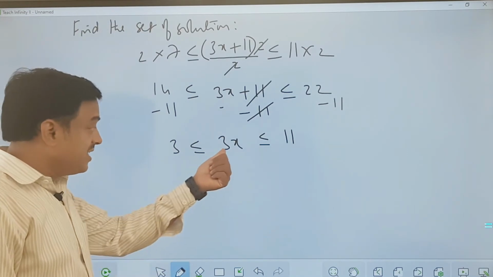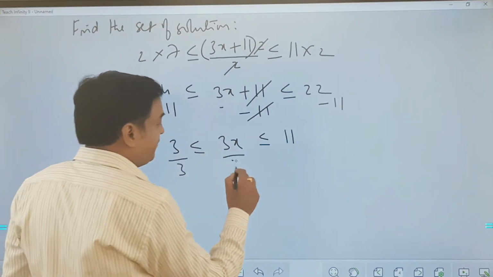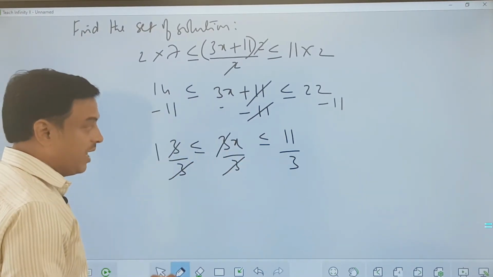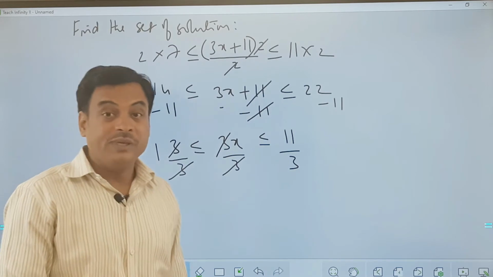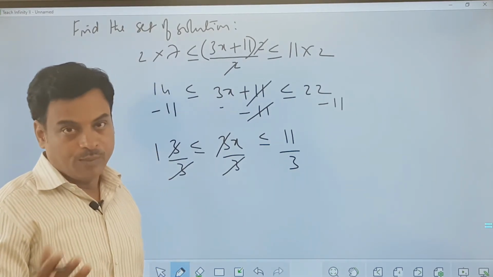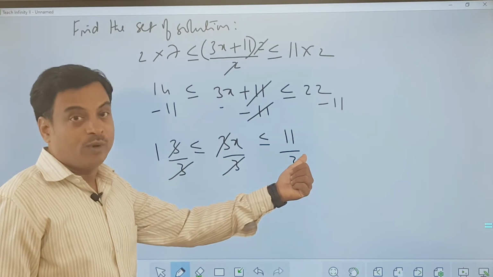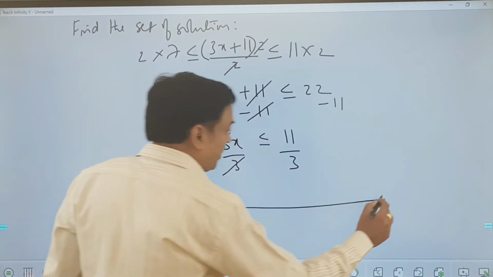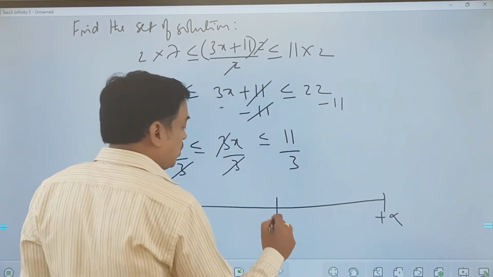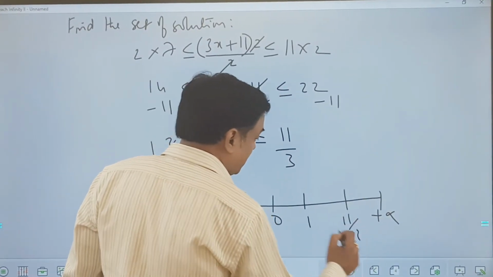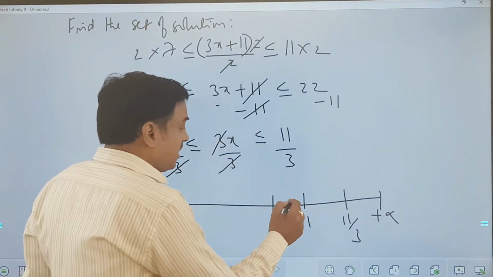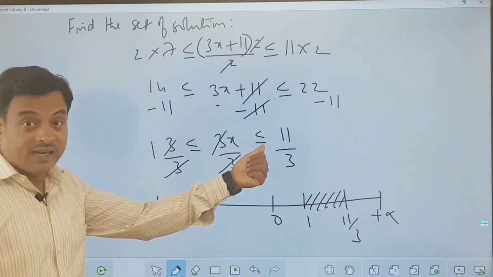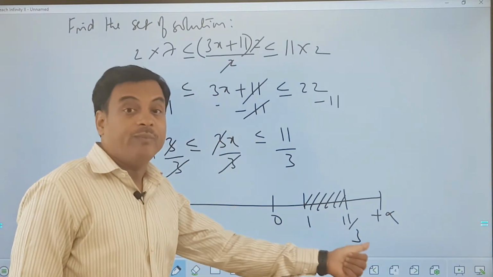Now I should remove these 3, friends. So I'll divide by +3 on all 3 sides. So 3 and 3 get cancelled, here 3 and 3 get cancelled as 1, and 11 by 3 is somewhere around 3.66. So definitely 1 is less than 3.66, correct? So my answer finally would be on the line from minus infinity to plus infinity, where I get 0, 1 and 11 by 3, 3.66 as a value. Here, including 1 and including 11 by 3, see, the equal to symbols are there. So both are included.